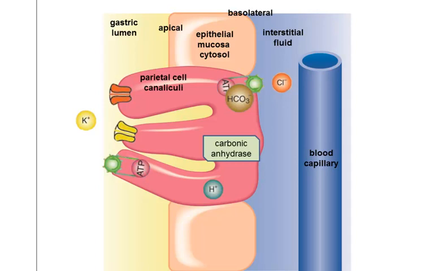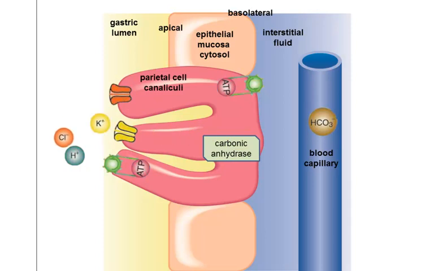On the basolateral side, the bicarbonate ion is exchanged for a chloride ion from the interstitial fluid. On the apical side, a potassium ion is actively transported into the cell as the hydrogen ion is pumped out of the cell into the gastric lumen. The chloride ion and the potassium ion follow their gradient and diffuse out of the cell through their specific apical channels into the gastric lumen.